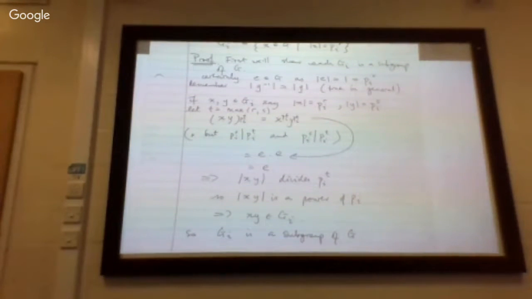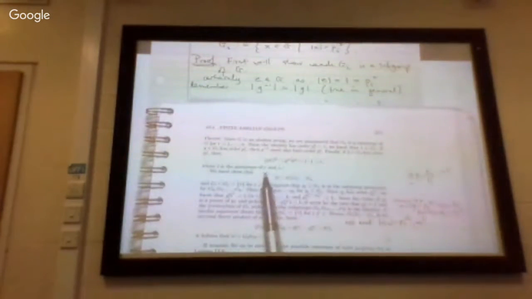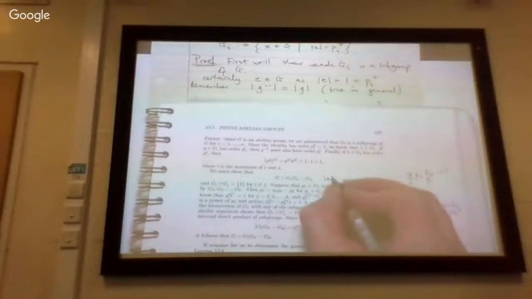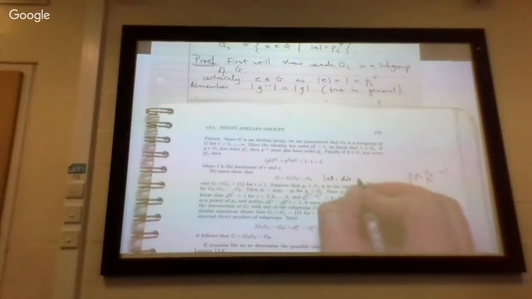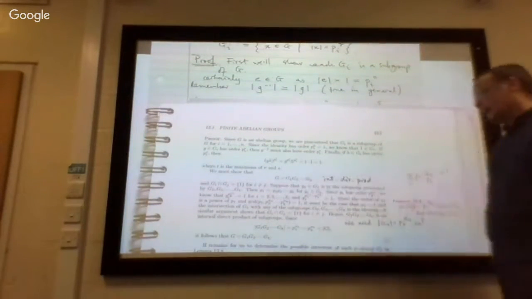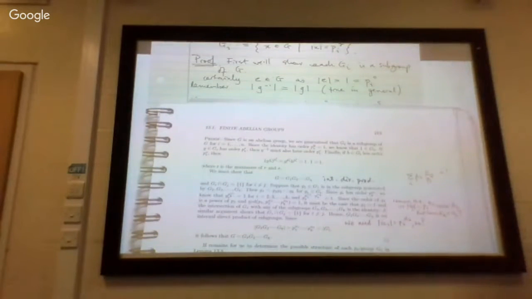Okay, so you'll see here we've gotten to the end. We've proved that it's a subgroup, which ends here. So now he says we must prove that G equals the product of all of those. So he's really saying, i.e., he's talking about this as an internal direct product, this expression here.